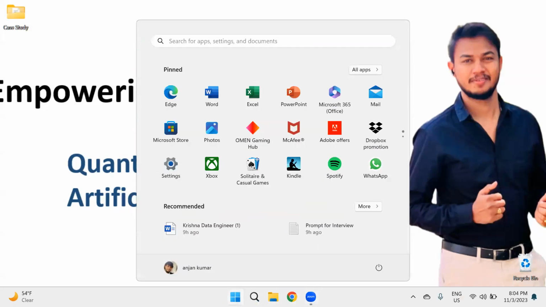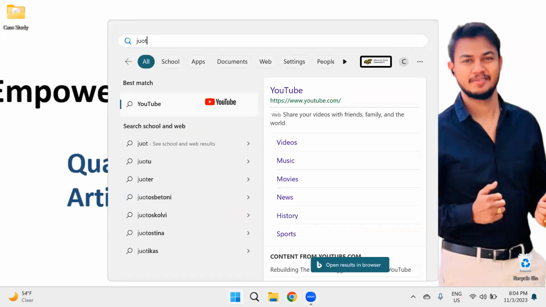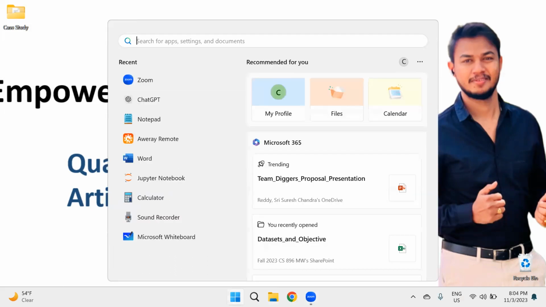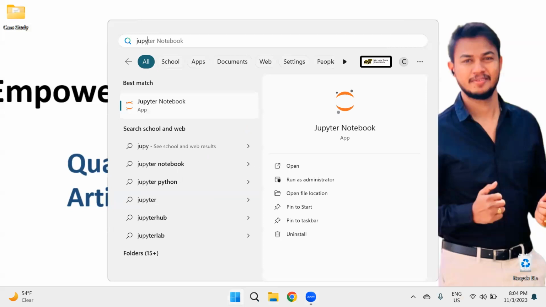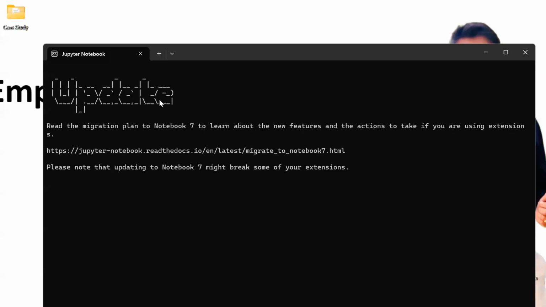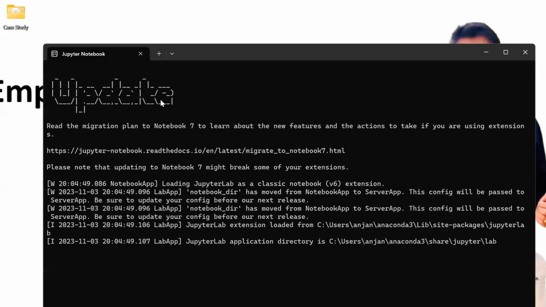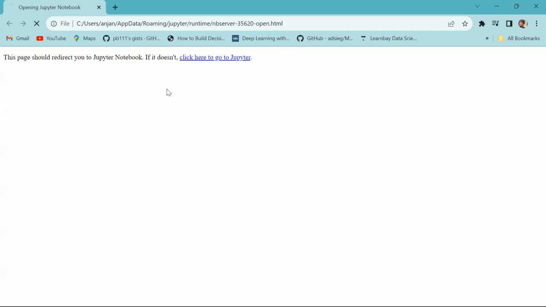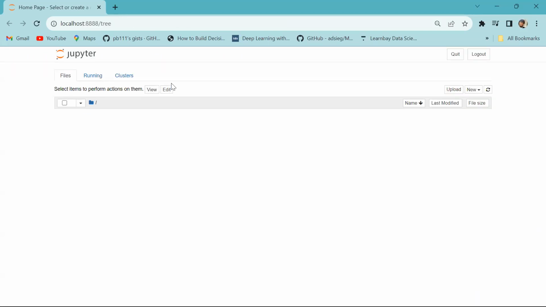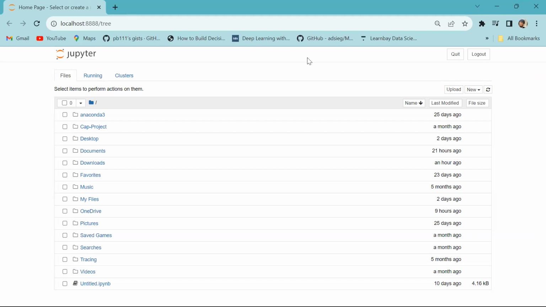Okay, let me open Jupyter Notebook. Make it full screen, please, if it's not already. I think it is in full screen only.